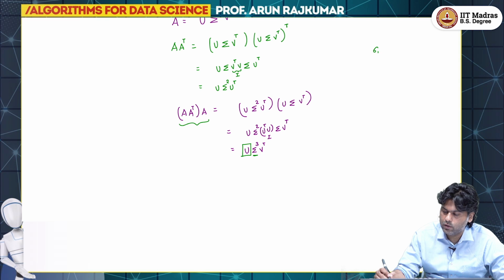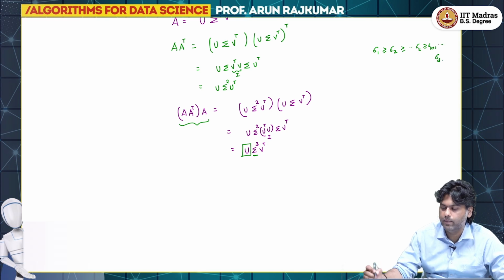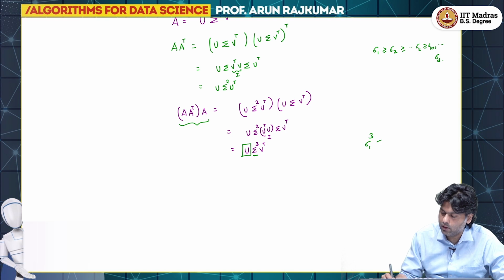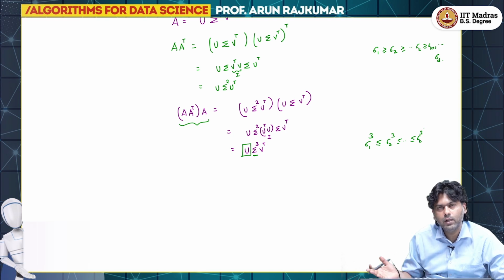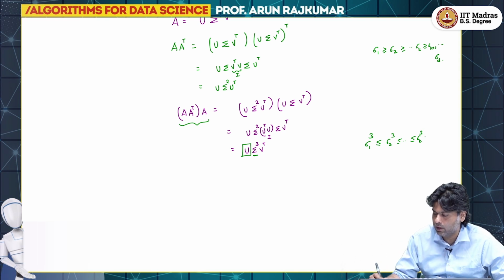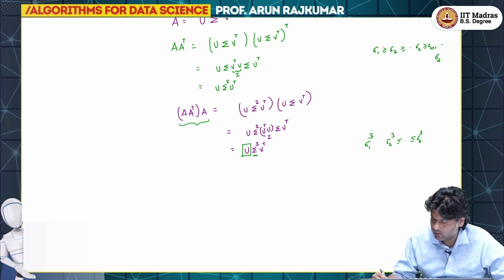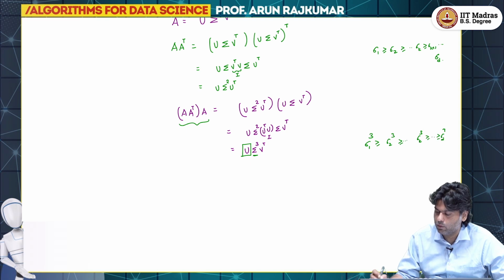Earlier, the singular values were sigma 1 greater than sigma 2, greater than and so on, sigma k, sigma k plus 1, up to sigma d, where the remaining are zeros. Now, because this is sigma cubed, everything is going to get cubed. But the relative inequality stays because everything gets cubed and these are all positive values, so nothing changes. This is still going to be greater than sigma d cubed.